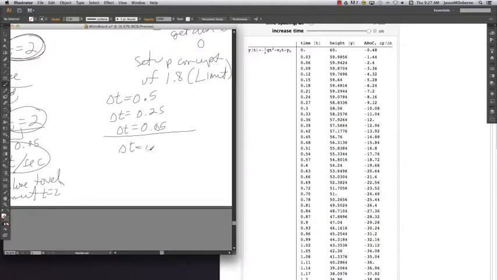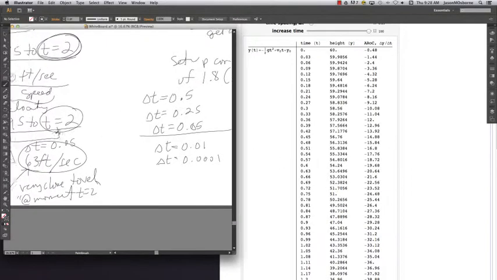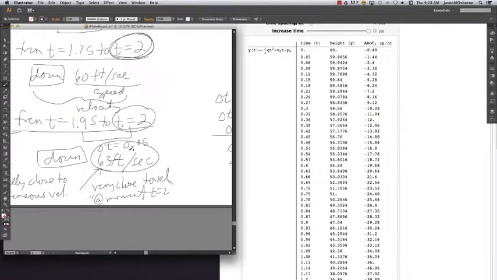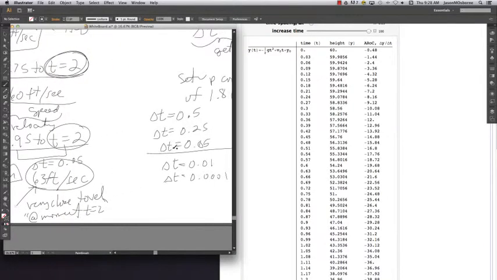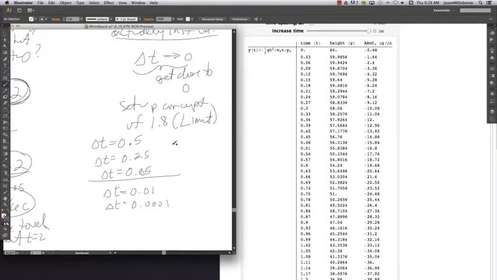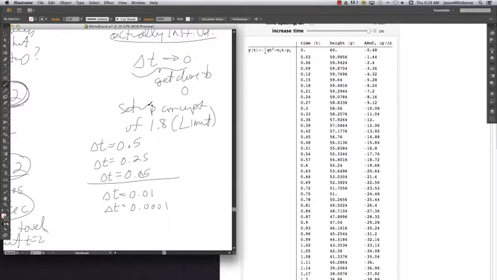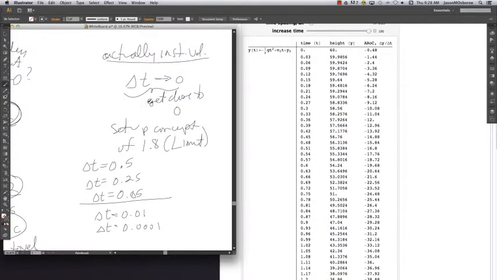And presumably if you could go to delta t equals 0.01, delta t is equal to 0.0001, you're going to get a much better idea of how fast this person is going when they hit the water. But I'm going to say they're going pretty close to 63 feet per second, and I'll leave it to you all to tell me if that is a good number for human beings and internal organs, I guess.